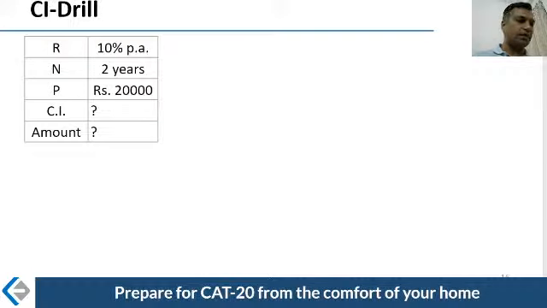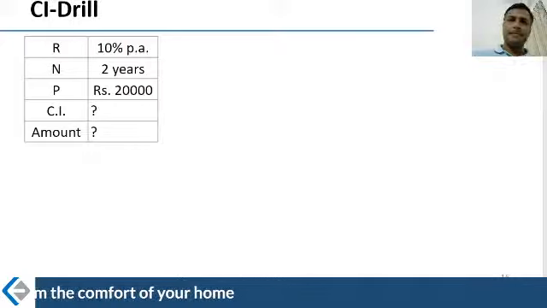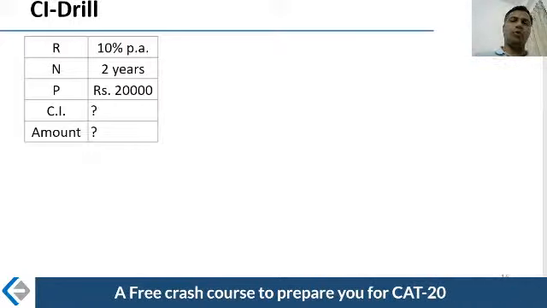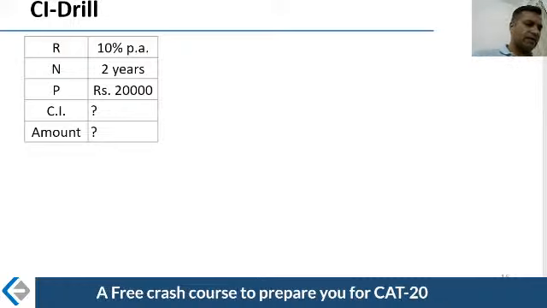Alright, let's take a simple drill, friends. Rate of interest is 10% per annum. Number of years is 2 years. Principal is this. Therefore, what is the compound interest? Let's use the multiplier. Can I use the formula? Of course, you can use the formula, but let me use the multiplier there.